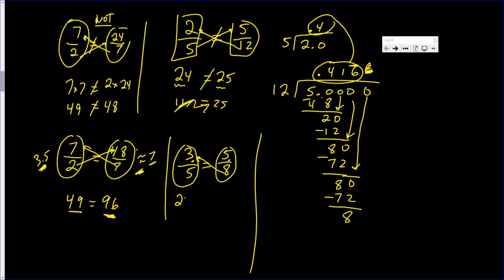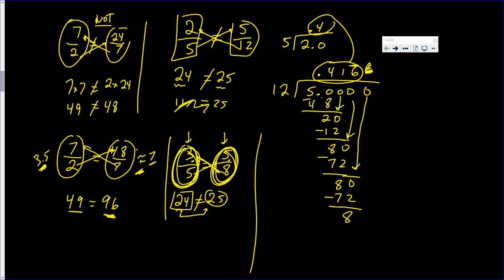8 times 3 is 24. 5 times 5 is 25. They're not equal. But since those numbers were rather close, these numbers are rather close. And this fraction will be larger than this fraction. The fraction that used the 5 was larger. The fraction that used the 3 was lower.